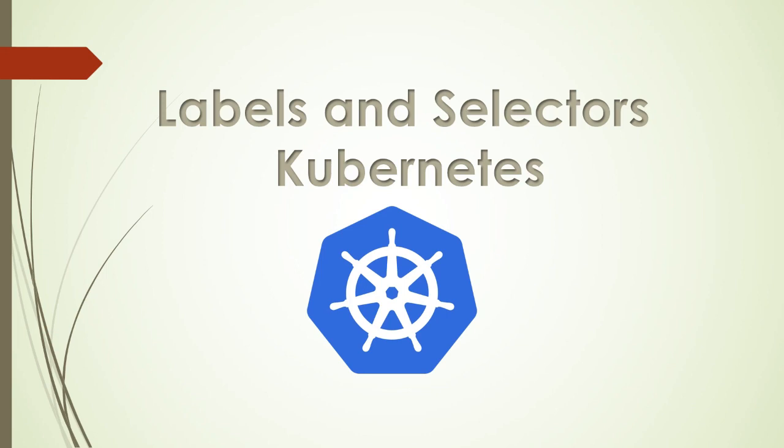If you look into Kubernetes, most of the objects in Kubernetes have the option to add labels. You can add any number of labels to these objects, and there are selectors as well. What these selectors do is group objects as per the labels provided. Here we are going to look into some of the scenarios where we can use labels effectively.